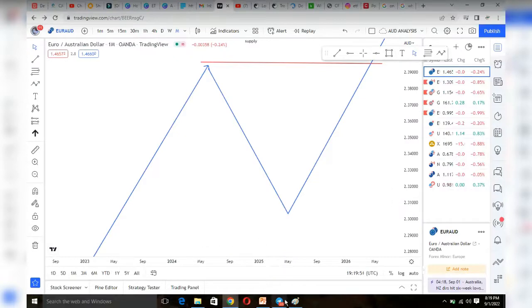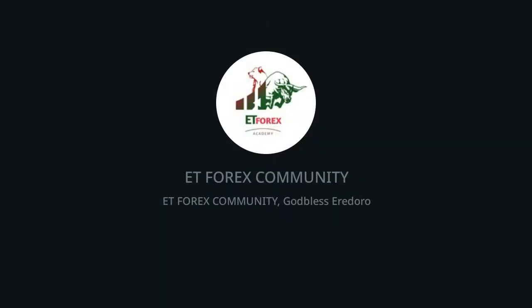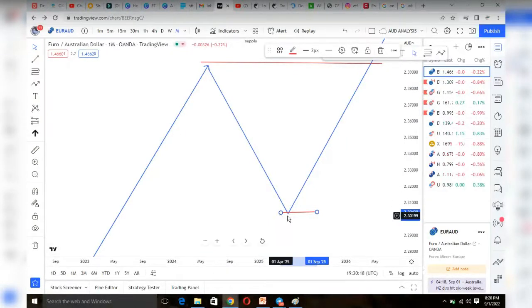Let's check the definition of demand. It says demand is the number of goods and services that are being bought. So here is our demand too, which means there's a number of goods being bought here. People started selling here because there's a number of goods available to be bought. When it reaches here, there's a number of goods available to be bought because people have started to sell this market at this downside.